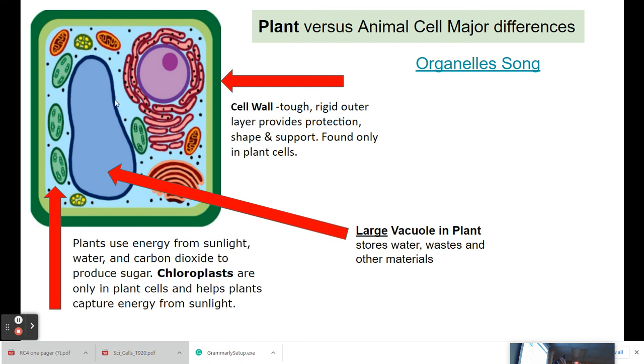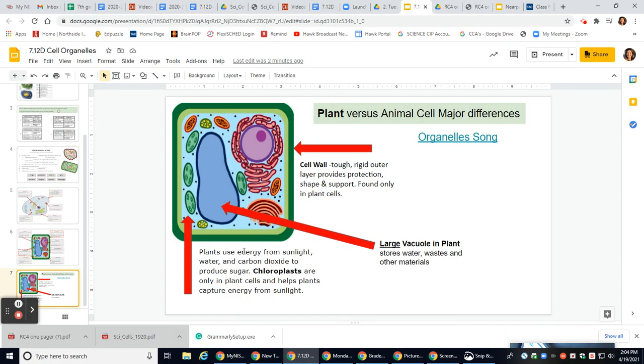Your vacuole is going to be much larger in a plant cell. It stores water, waste, and other material. When the vacuole shrinks, the plant wilts. And then immediately when the plant gets the water, the plant can be rigid again and stand upright. And if you'd like to play a song for your organelles to help you memorize the functions of those organelles, you can play it here. I hope you enjoyed your lesson.